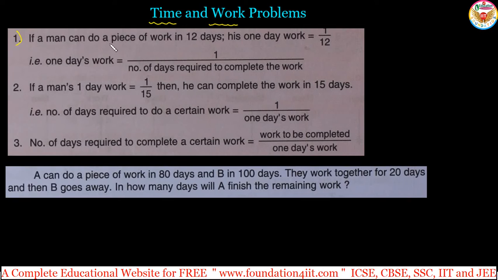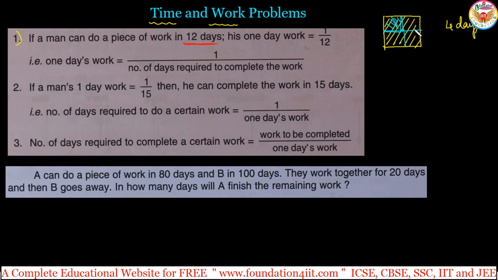If a man can do a piece of work in 12 days, so in one day he can do 1 by 12th part, right? For example, this is the total work. Now a person can clean this ground, for example, in 4 days. If he can clean this entire ground in 4 days, so one day he can do only 1/4 part, right? This much is for one day.